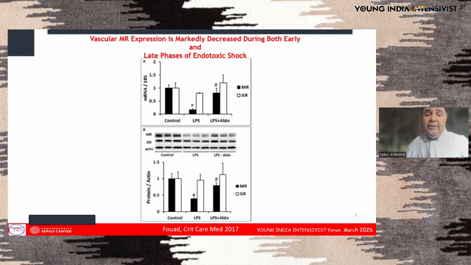Very interestingly, we demonstrated in that experiment that vascular mineralocorticoid receptor expression is markedly decreased, both at the early and late phase of endotoxin shock, as compared to the glucocorticoid receptor, again in the smooth muscle. In white bars is the GR, in black bars is the MR. One can see that the MR, not the GR, is downregulated following endotoxin, with upregulation associated with exogenous aldosterone administration. And this is true for the mRNA assessment and for the protein measurements.